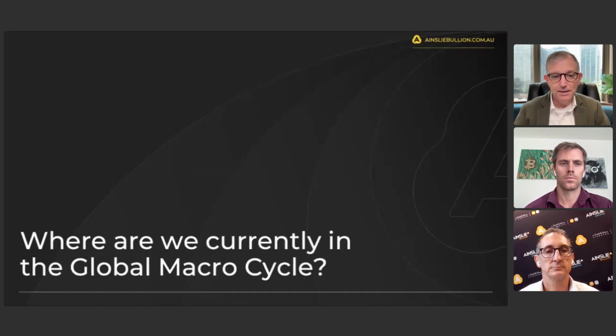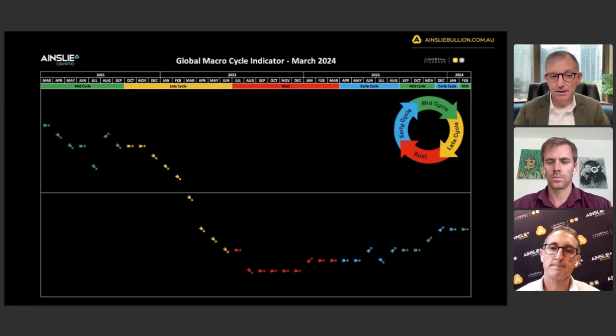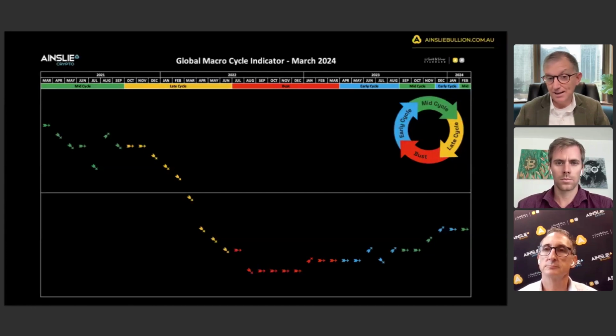Starting off that very big picture, where are we currently in the global macro cycle? So we start off by bringing up our chart that has become sort of our Bible that we keep coming back to, to give us the biggest picture view of what's going on. Joe, I might ask you first if you can maybe just explain for everyone again what this chart's about. And there has been a change this month, so what that change is about.